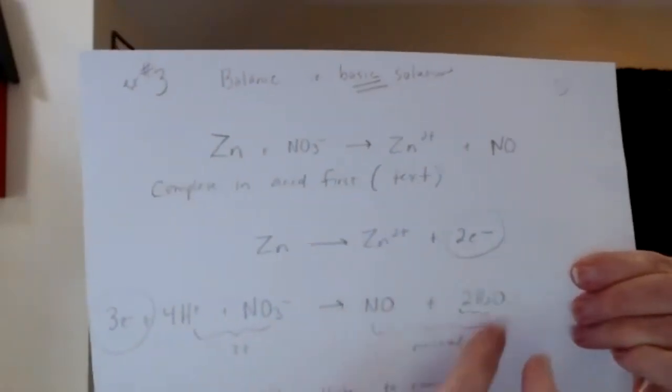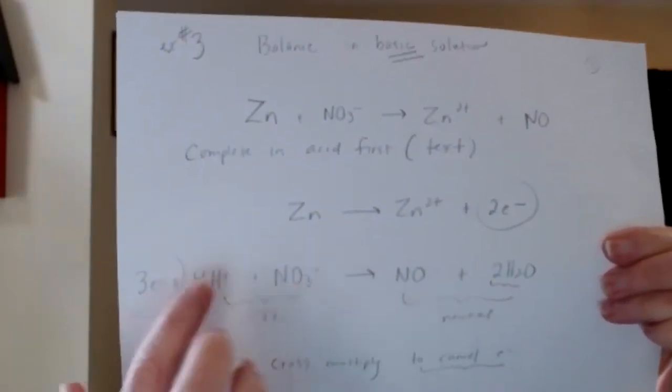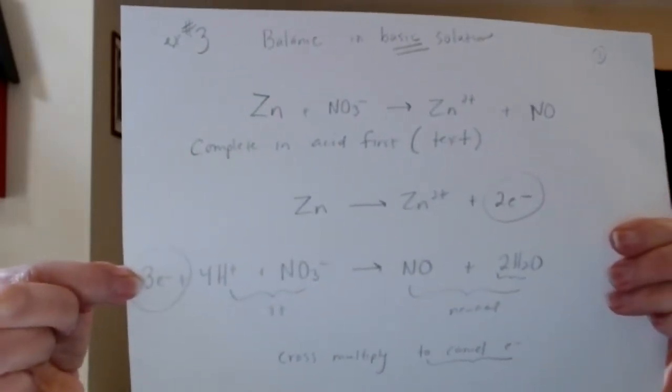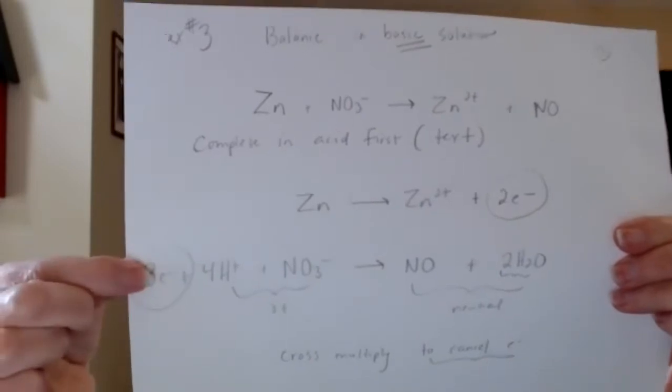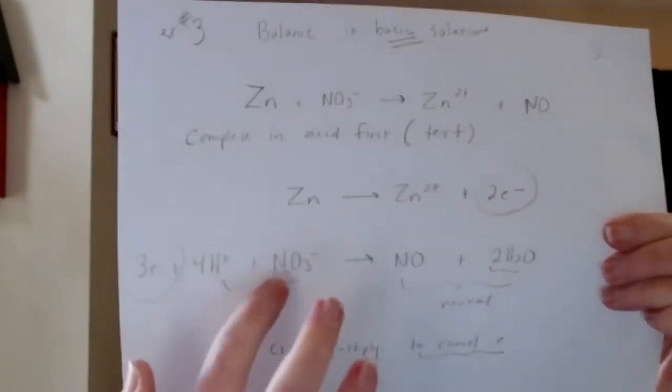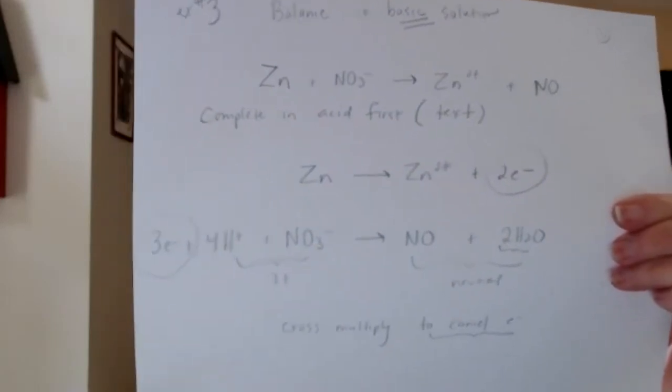Neutral, -1, 4 positive. I need 3 electrons to make it neutral. Reduction, electrons are here on the left side. That means the nitrate ion is the oxidant.